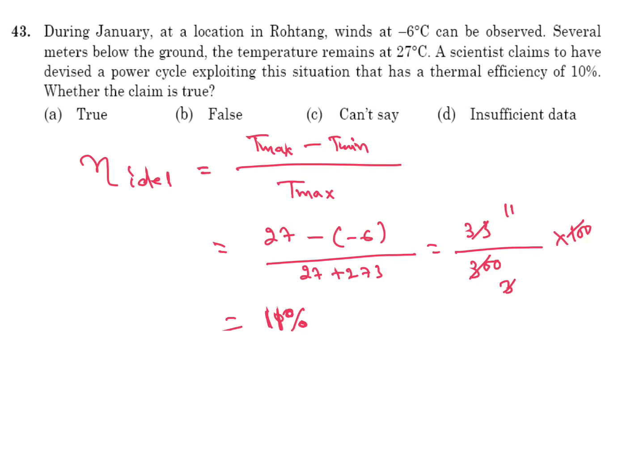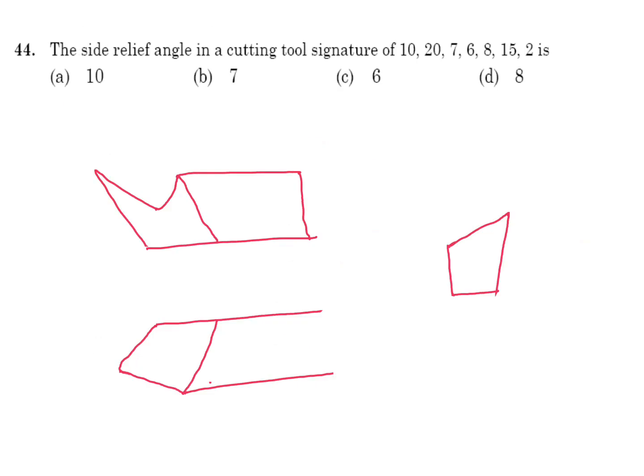The scientist's claimed efficiency is 10%. This is less than the ideal efficiency, so the cycle is possible. A is the answer.